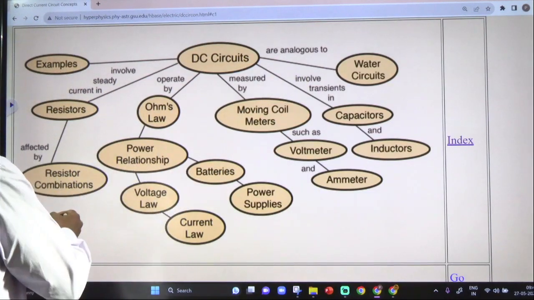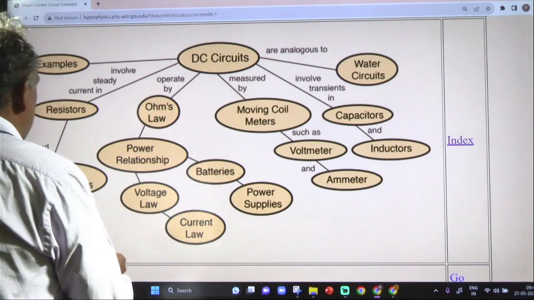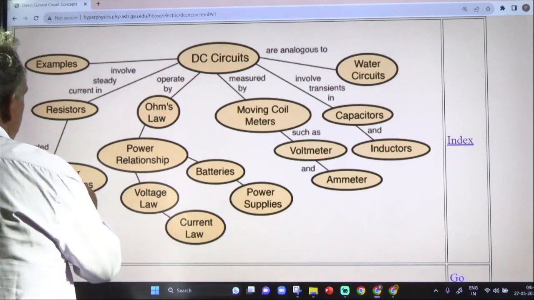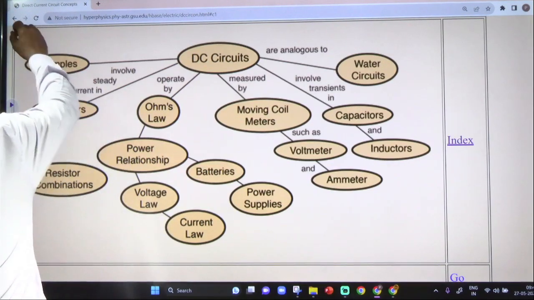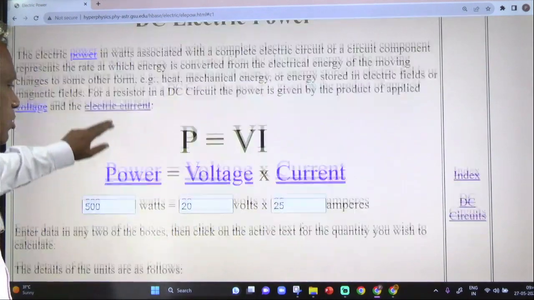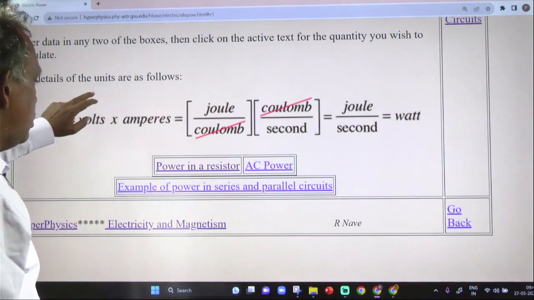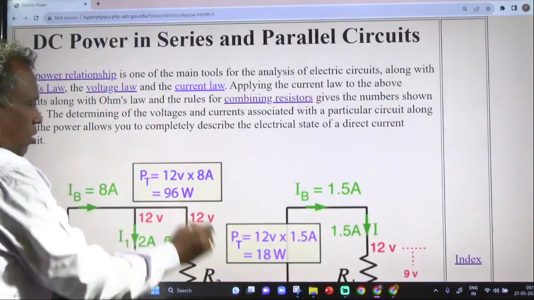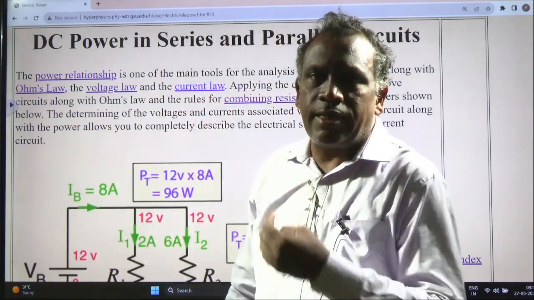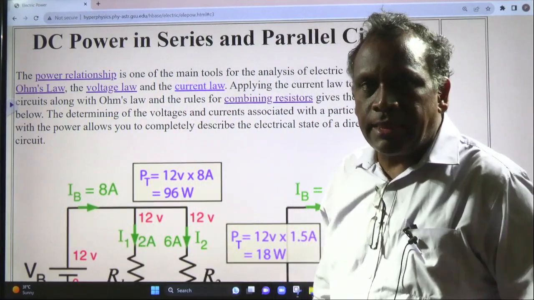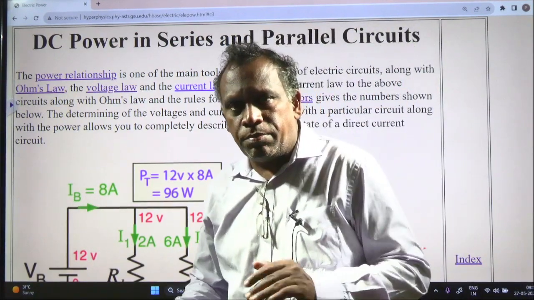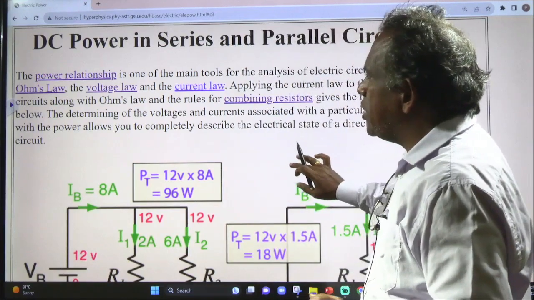DC circuits, resistors, resistor combinations, of course, power dissipated, this we already discussed. Example of power in series and parallel resistors. If the resistors are connected in series, if the resistors are connected in parallel, how the power relationship will be there in the series and parallel circuits. Just we'll take one example here.